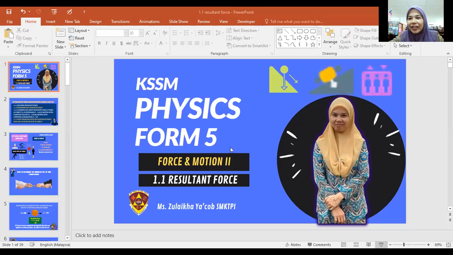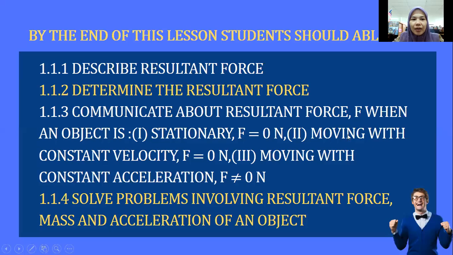Hi, good day everyone. As promised, I'm going to teach you KSSM Physics Form 5, Force and Motion 2, subtopic 1.1, Resultant Force. By the end of this lesson, we should be able to: number 1, describe resultant force; number 2, determine the resultant force; number 3, communicate about resultant force.